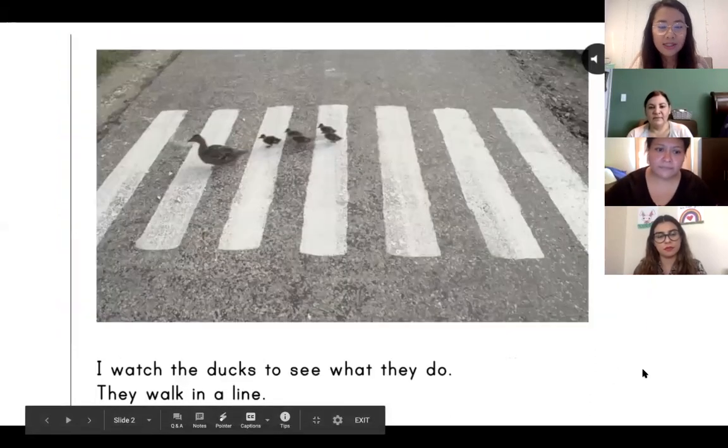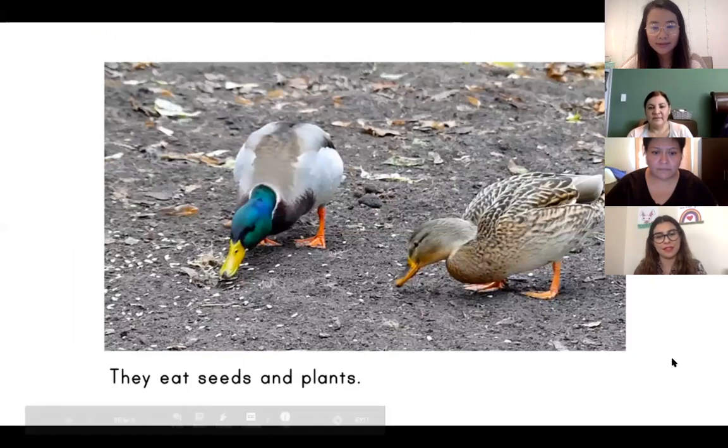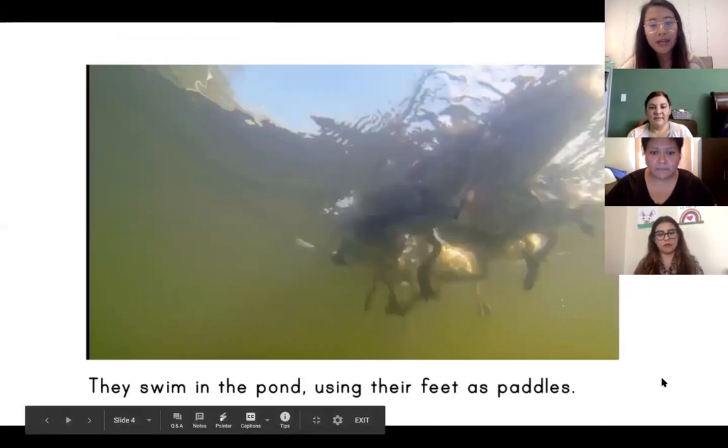I watch the ducks to see what they do. They walk in a line. They eat seeds and plants. So far, I haven't seen anything repeating, but that's okay. They swim in the pond using their feet as paddles. Oh yeah, I remember that video.